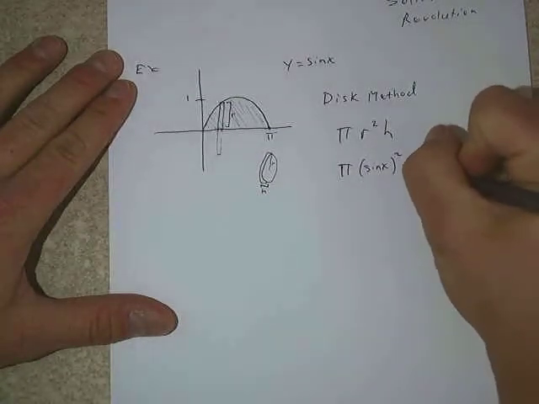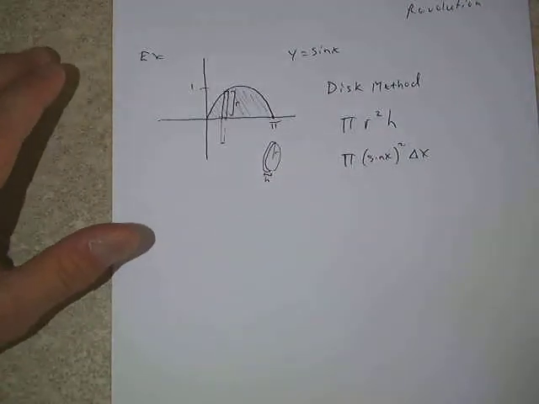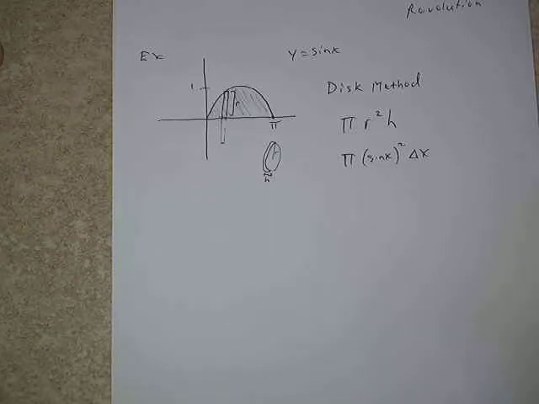Now, what about the height? The height here is the thickness of the disk. Well, in general, that's just going to be delta x, so some change in x. We don't know how thick that disk is. We just made it some arbitrary thickness.